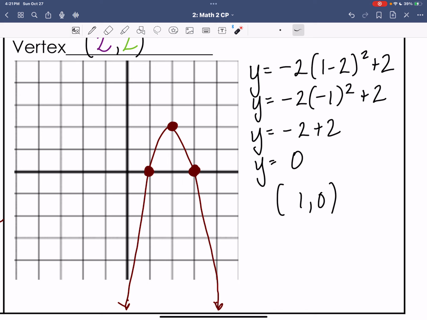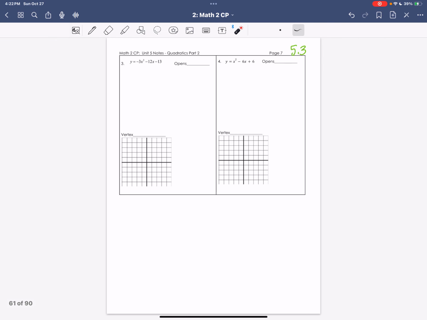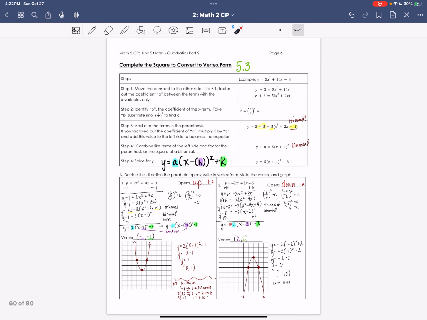Or if you want to do your 1a, that would be 1 times -2. So that means that we would go to the right 1 and down 2, to the right 1, and then 2 times 3 would be 6, which is down here. And then you're going to reflect it. You're going to go to the left 1, down 2, to the left 1, and down 6, which would be down here. So either way, you're going to get a parabola that looks like that. And then that. So you're going to finish those two, and then that is how you complete the square to convert to vertex form.